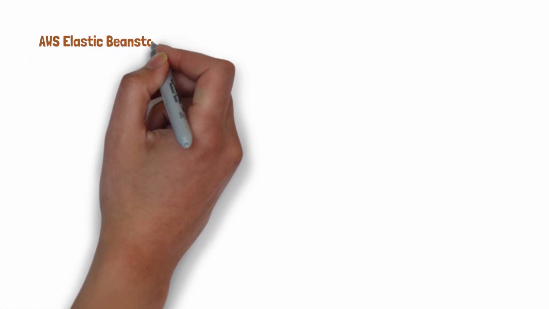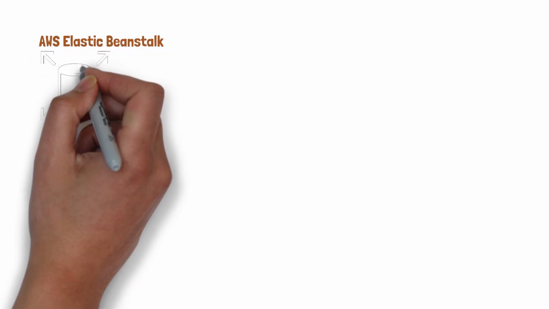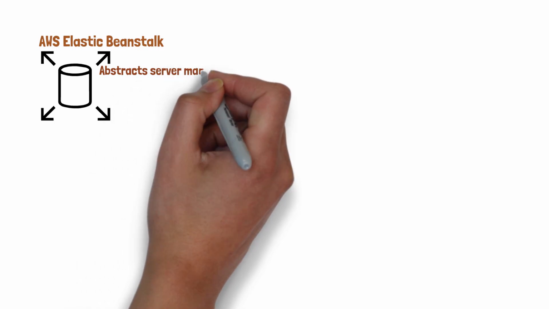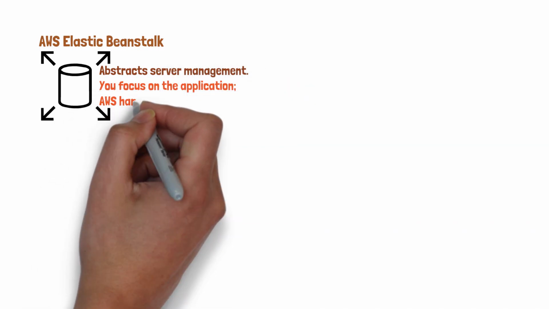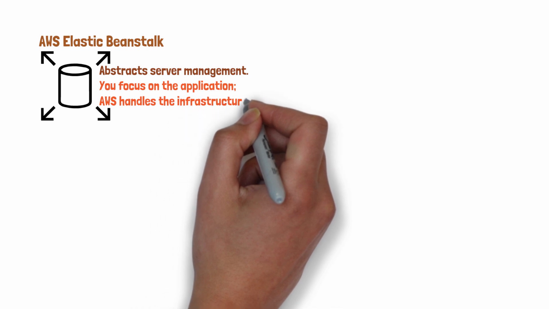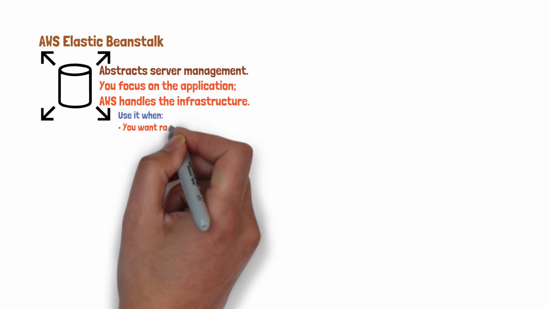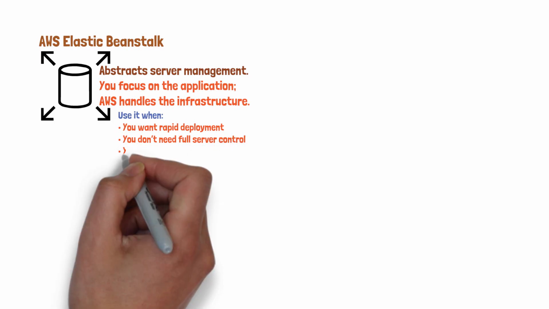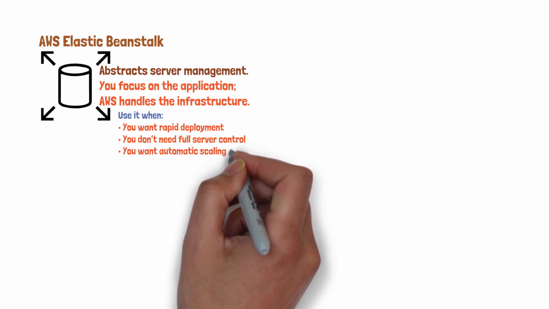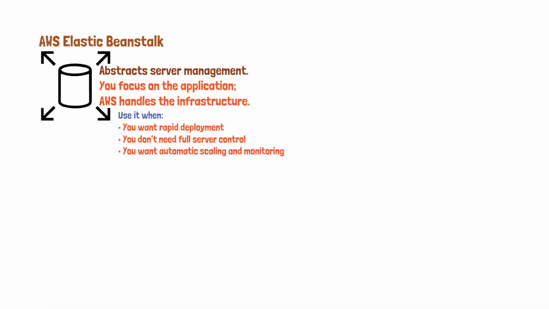AWS Elastic Beanstalk. Elastic Beanstalk abstracts server management. You focus on the application, AWS handles the infrastructure. Use it when you want rapid deployment, you don't need full server control, you want automatic scaling and monitoring.